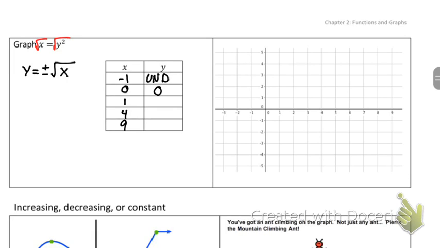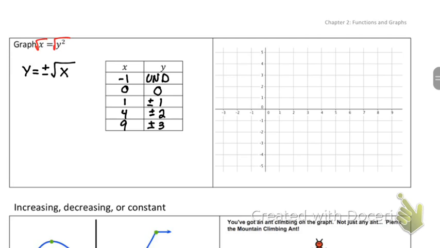The problem comes in our next one. Square root of 1 is 1. But they're saying take the positive and negative versions of that. So that's positive and negative 1. Square root of 4 is 2, but they're telling me to do the positive and negative 2. And finally, 9 would be positive and negative 3. Just looking at the table, is that a function? No, that's not a function.